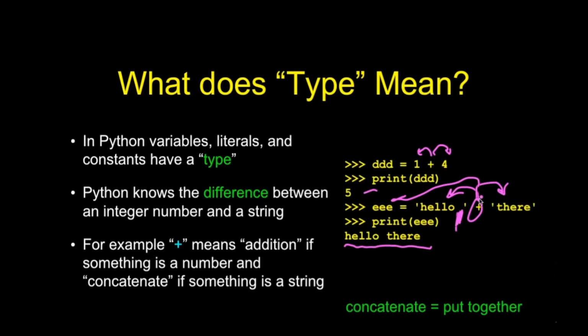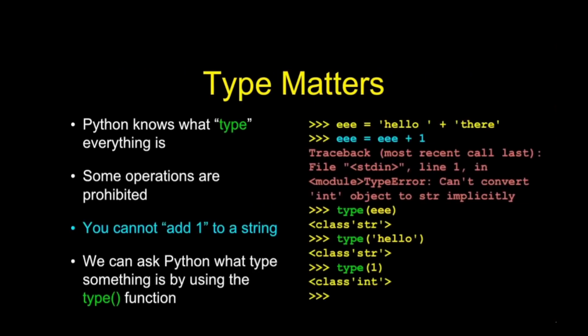And so these operators are kind of smart in that they know what they're dealing with, and sometimes they will do one thing or another depending on the kinds of values, variables, or constants that they're working with. And so sometimes type can get us in trouble. So here we have EEE, which is hello there because we've concatenated these two strings together. And now we're adding 1. And the problem now is that it looks on one side and says that's a string and that's a number, and says I don't know how to do that.